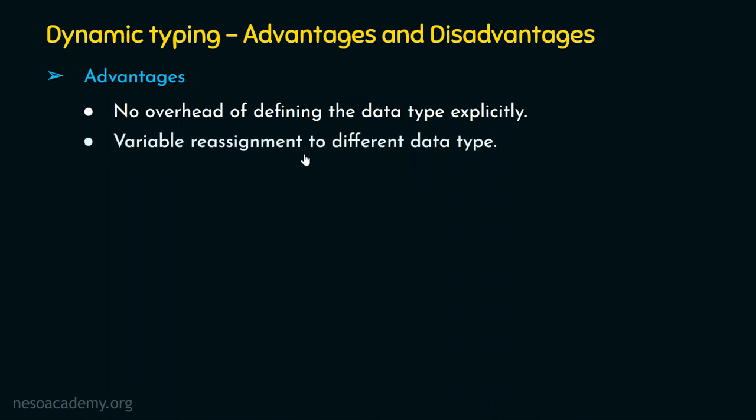Moving on to the next advantage. Variable reassignment to a different data type is possible. Since we are not explicitly defining the type of the variable or tying a particular variable to a data type, we can definitely reassign the same variable to a different data type by assigning a different value to it. The computer at runtime will be smart enough to come up with the new data type for the same variable.